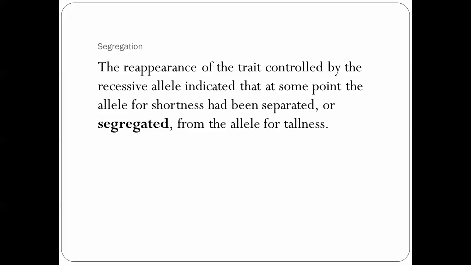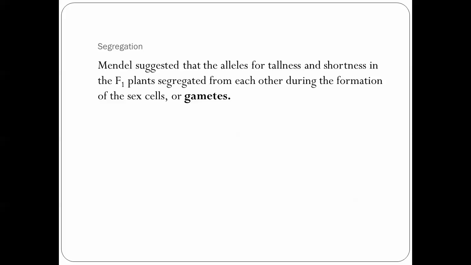And the reappearance of this trait controlled by the recessive allele indicated that at some point the allele for shortness had been separated, or segregated, from the allele for tallness. I think I said that segregated just means separated. That's just showing that even though they're on the same gene, they can be separated from one another. It doesn't matter that they are connected on the same gene, they can still separate. And going along with this concept, Mendel suggested that the alleles for tallness and shortness in the F1 plants segregated from each other during the formation of the sex cells, or gametes.